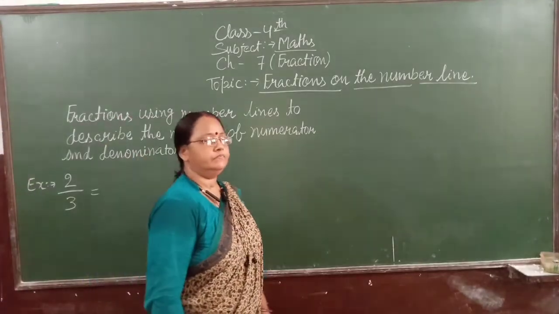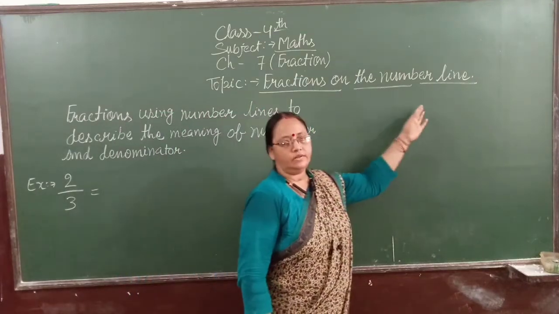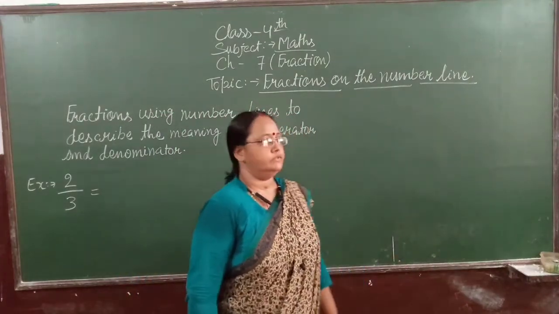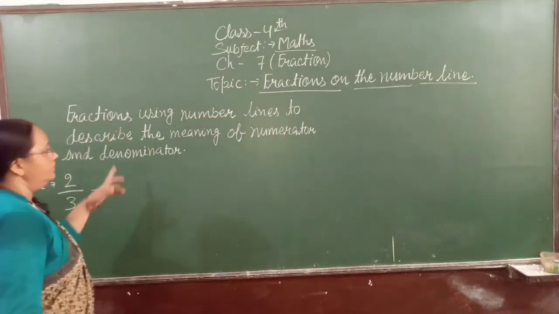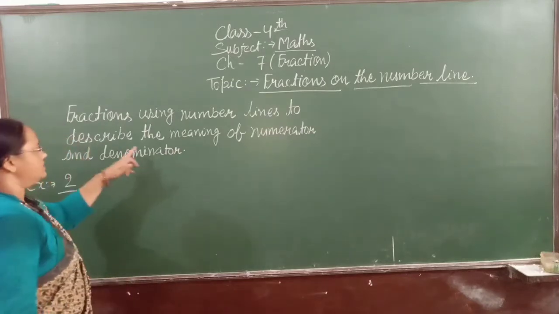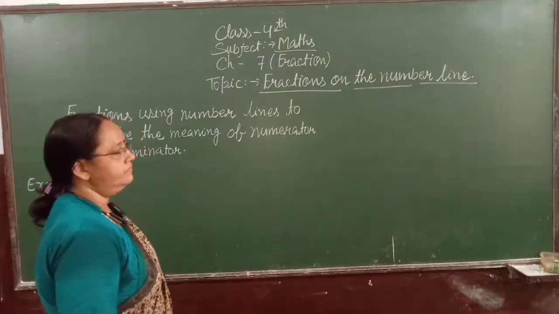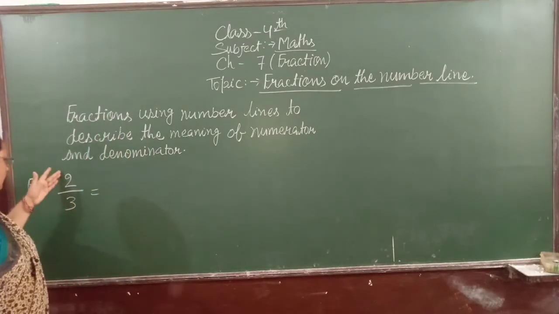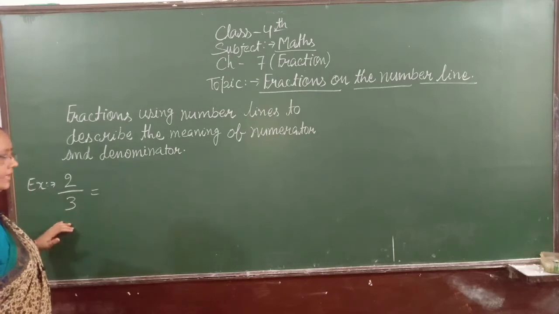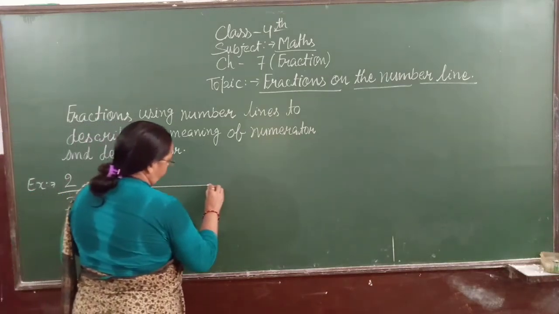Now students, another topic: fractions on the number line. Students, fractions on the number line describe the meaning of numerator and denominator. For example, we have to draw 2 upon 3 on the number line. So at first we have to draw a line.